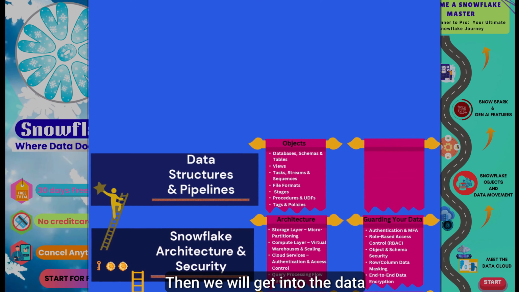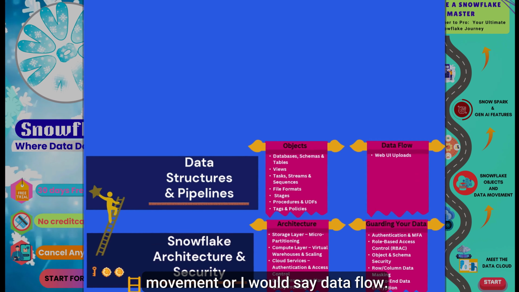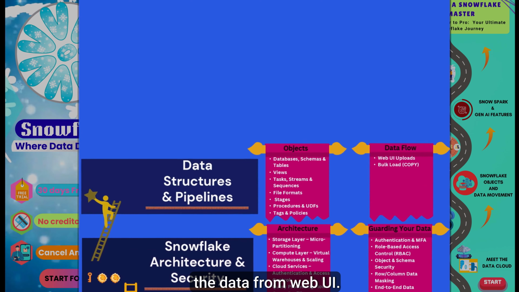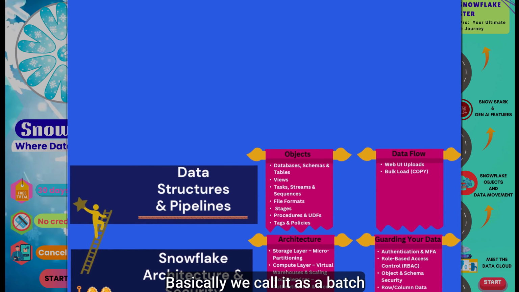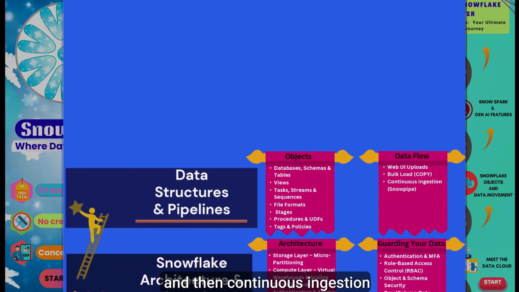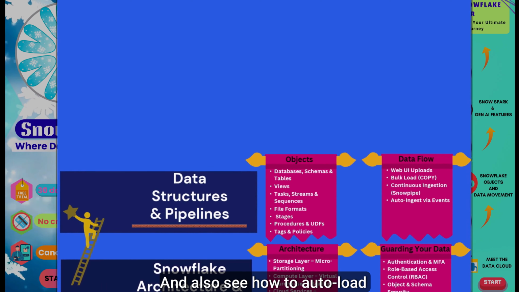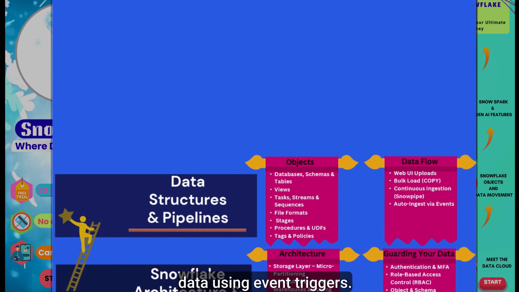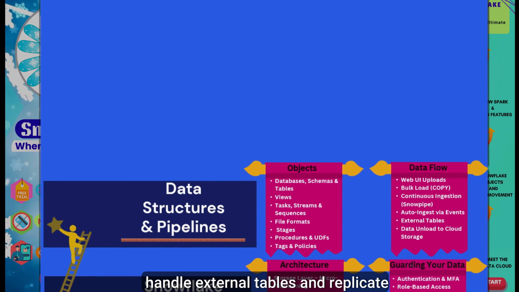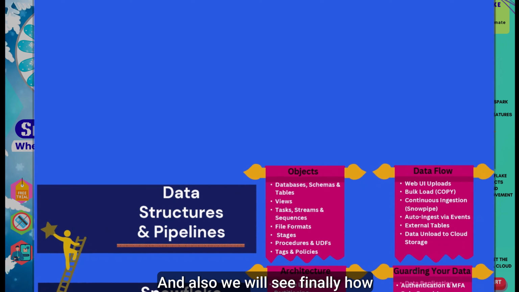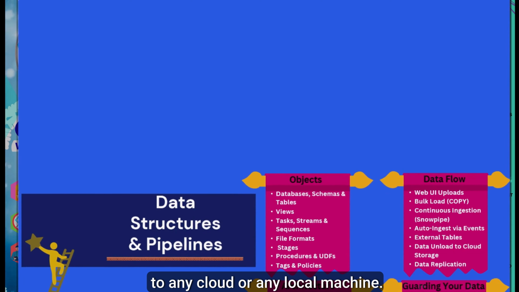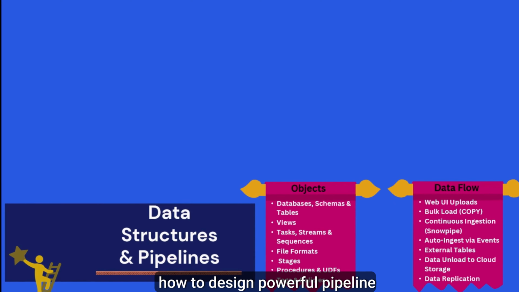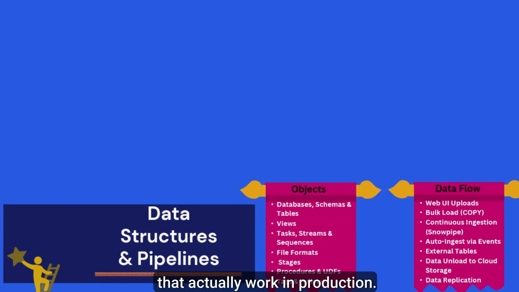Then we will get into the data movement, or I would say data flow. Basically, how we can upload data from the web UI, and how we can ingest data in bulk by using the COPY command. We call this batch ingestion. Then continuous ingestion by using Snowpipe, and also how to auto load data using event triggers, handle external tables, and replicate data across environments. And finally, we'll see how you can unload the data from Snowflake to any cloud or any local machine.